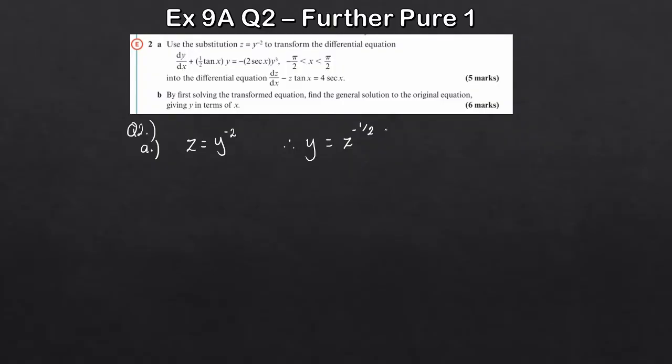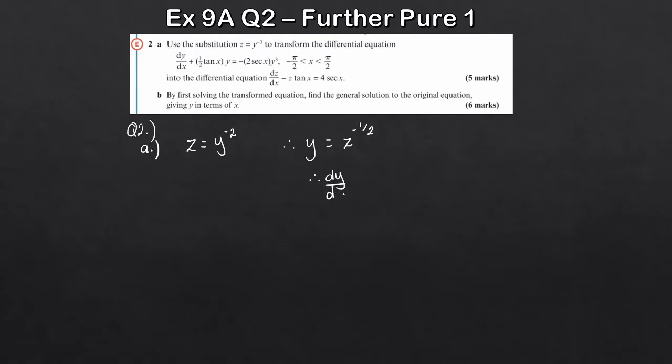So the first thing I'm going to do is differentiate this here, this dy by dx. Because what we want to find, obviously, is use this substitution here and then put it into what we'd call equation 1. So that's dy by dx plus a half tan x y is equal to minus 2 sec x y cubed.